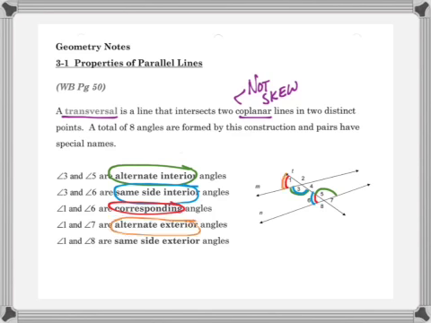Corresponding angles are a key type of angle, and they are on the same side of the transversal. One is interior and one is exterior. Alternate exterior are on opposite sides of the transversal and on the outside of the two lines. Same side exterior are on the same side of the transversal and on the outside of our two lines. So those are the names that we need to know, and the corresponding ones are going to be critical because they deal with our postulates.